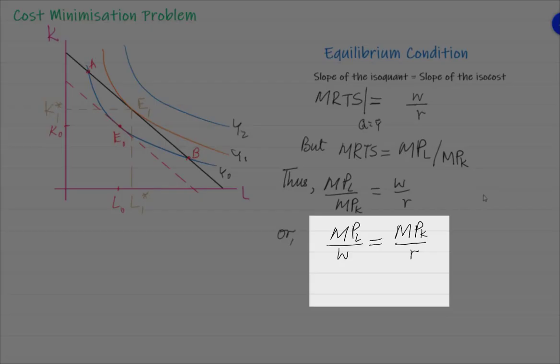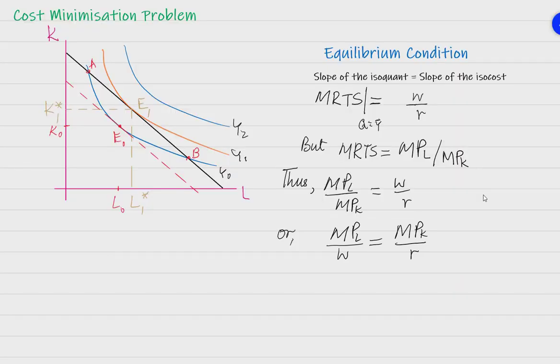The left-hand side of this equation, marginal product of labor over wage, represents the additional output that would result from spending an additional dollar on labor. Likewise, the right-hand side of the equation represents the additional output after spending an extra dollar on capital. Thus, we can interpret this equation as a condition that ensures that a cost minimizing firm should choose the number of units of labor and capital such that the last dollar spent on any input produces the same output as the other input.